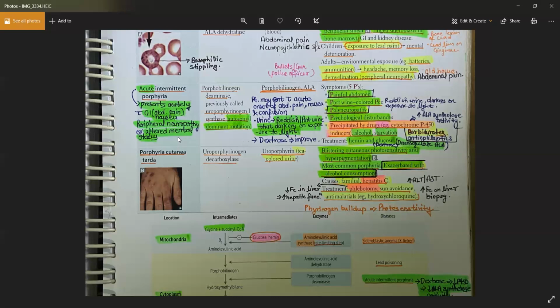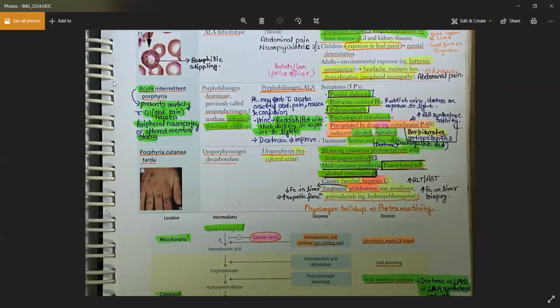Then you have porphyria cutanea tarda, in which you have skin symptoms. You will have a blistering disorder in the skin. You have blisters, you will have skin ulcers whenever you expose the skin to sunlight. It is the same as xeroderma pigmentosum, in which you have these ulcers and blisters whenever you expose the skin to sunlight.